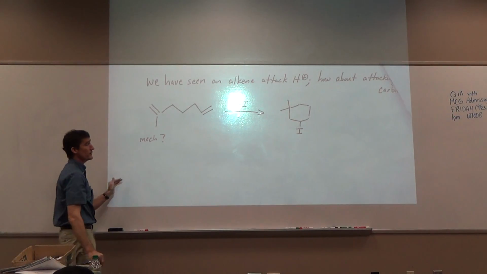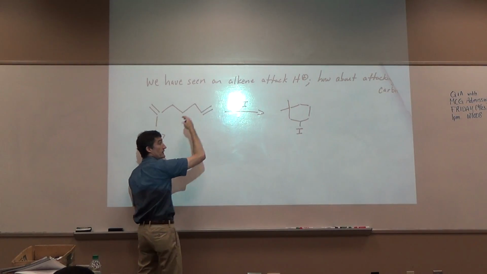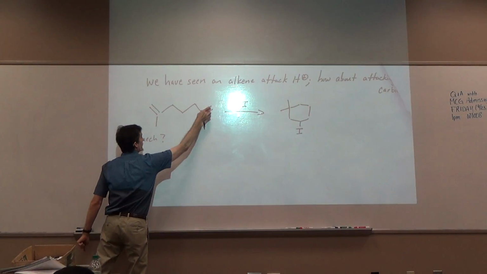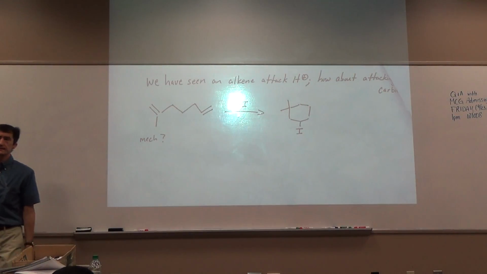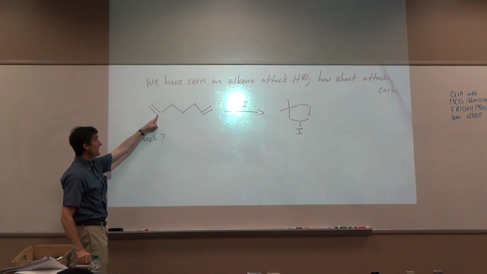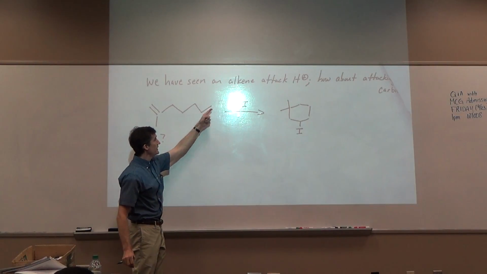Well, let me ask you this. Where do you want to put the cation? Left, right, or left, right? 4 choices. What's the best choice of all 4? 1, 2, 3, or 4. Where do you want to put the cation? 2? Yeah, right there. It would be tertiary. There would be primary, tertiary, secondary, primary.